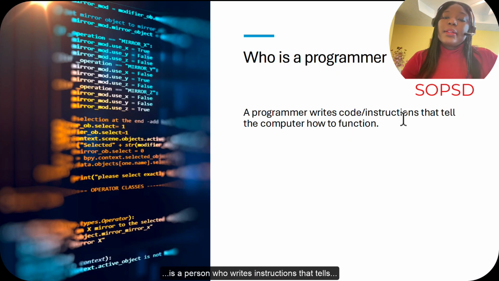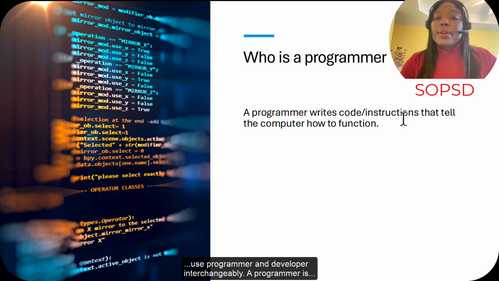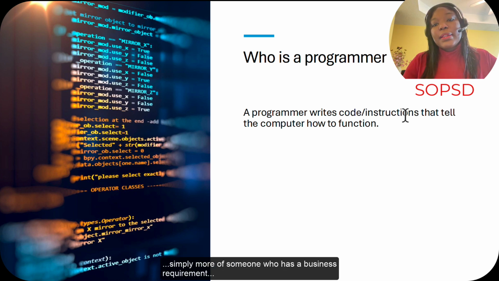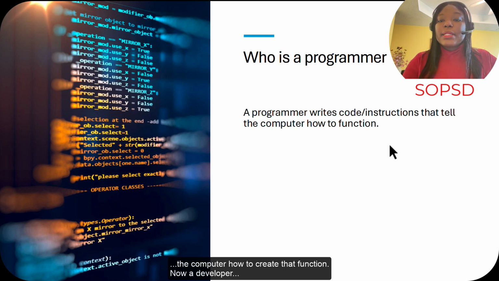Now, a programmer is a person who writes instructions that tell a computer how to function. Sometimes you find people use programmer and developer interchangeably. A programmer is just simply more of someone who has a business requirement, who is told what functions to create, and they write instructions to tell the computer how to create that function.